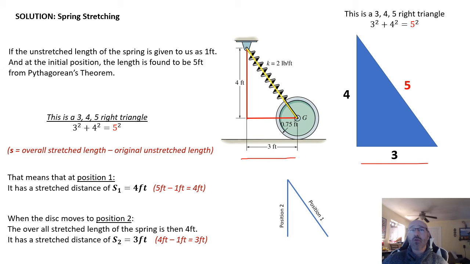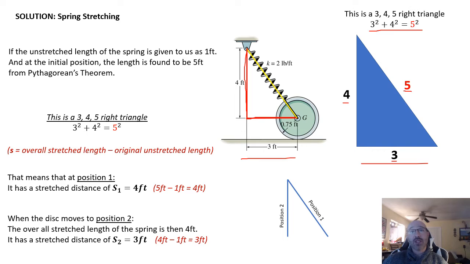To do that, we can break this initial given diagram down into a really simple right triangle. Because we can see in our given diagram we have the length of 4 feet, and in our horizontal direction a 3 foot distance. Now we don't know the length of the spring initially, but it's a 3, 4, 5 triangle right here. So we can use Pythagorean's theorem: a squared plus b squared is equal to c squared. So 3 squared plus 4 squared is going to be equal to 5 squared. So now we know initially, when this spring is stretched, the total length of the stretched spring is 5 feet.